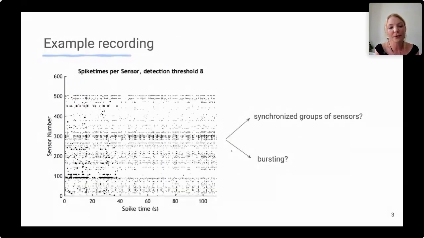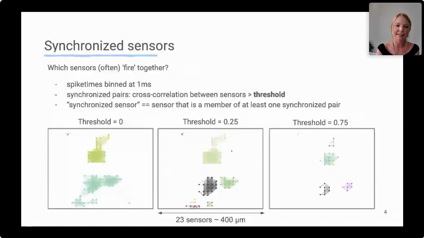This is an example recording where the spikes have already been detected, of course. You can see here the raster plot of the spikes over time of one of these recordings of a small area of the sensor array. And so you can see that all the different sensors can have different dynamics, from almost continuous spiking to very short bursts of activity. And the questions we asked were: are there any synchronized groups of sensors? And is there any bursting? And of course, to which degree are these things happening?